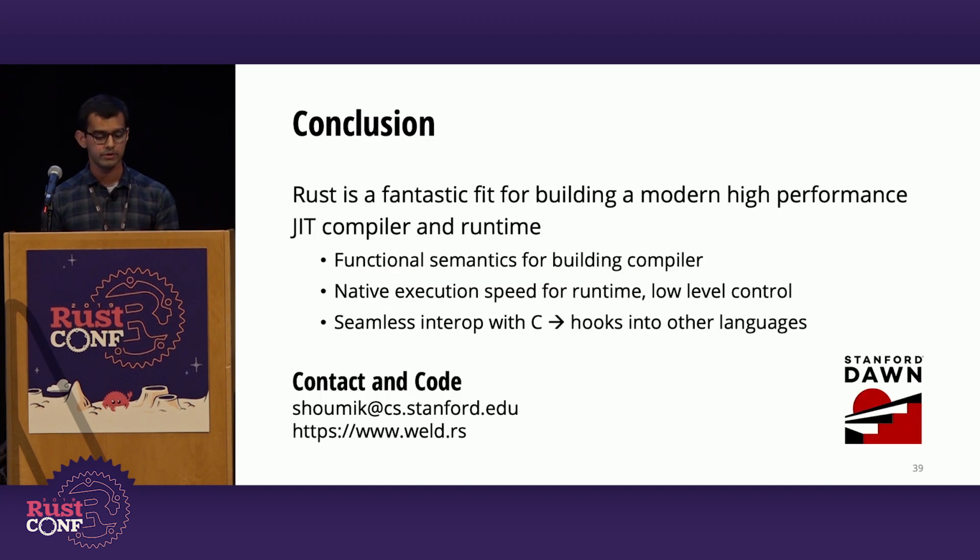And yeah, just to conclude, Rust we thought was a fantastic fit for building a modern high-performance JIT compiler and runtime. It has these nice functional semantics for building a compiler. It also has the native execution speed, which is important for the runtime, but also for the JIT compilation part. It also gives you the low-level control you need to build these kinds of things. And finally, it interoperates fairly seamlessly with C, which is important for hooking into other languages.